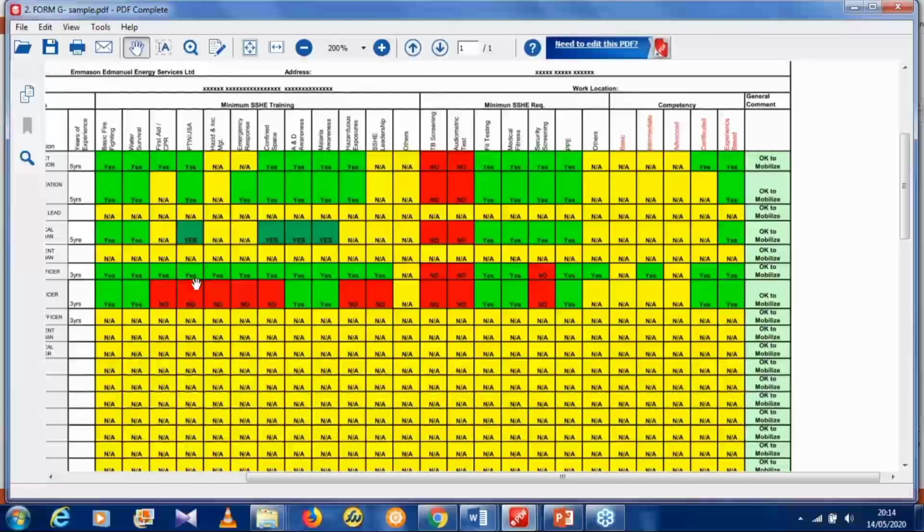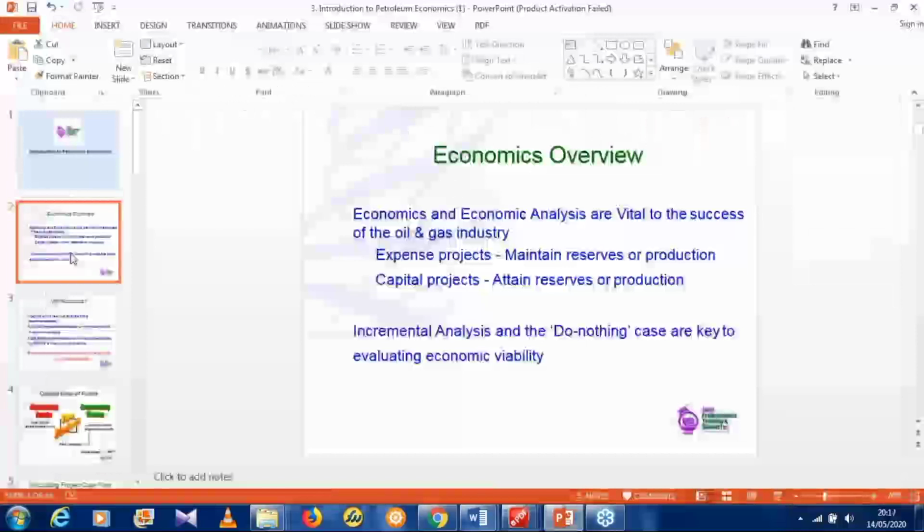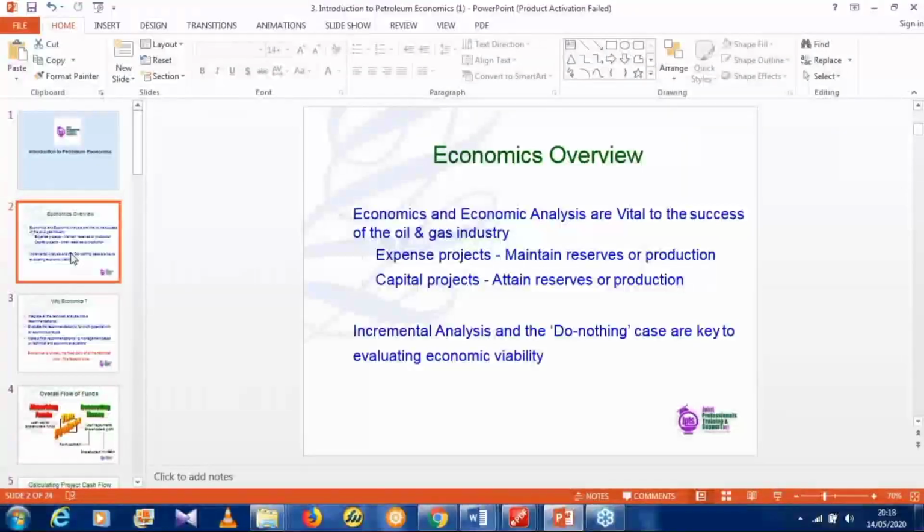So expenses for maintaining. Capital is for what? Attaining. Want to achieve the result of achieving production. That is a capital project. Yes. When you want to maintain what you have attained, that becomes an expense project. You understand that now? Something that is at the start of life, drilling, for instance, the process of drilling and exploration and all that, those are like capital projects, okay?